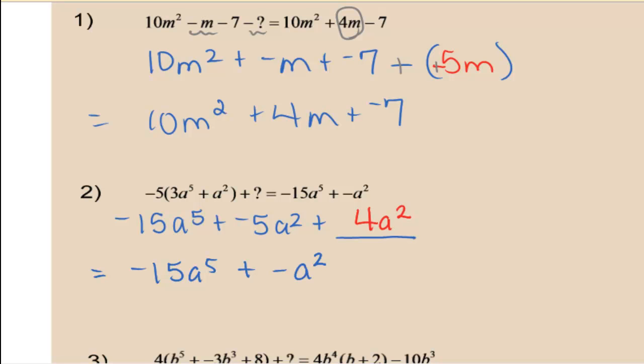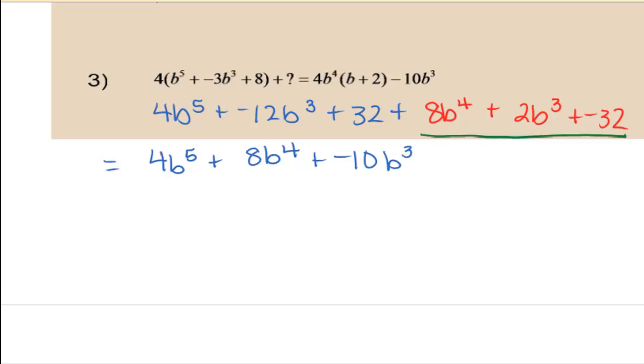For number 2, you should end up with 4a squared. And in number 3, you actually ended up needing to add 3 terms, or a trinomial, in order to have this first polynomial congruent to the second polynomial.